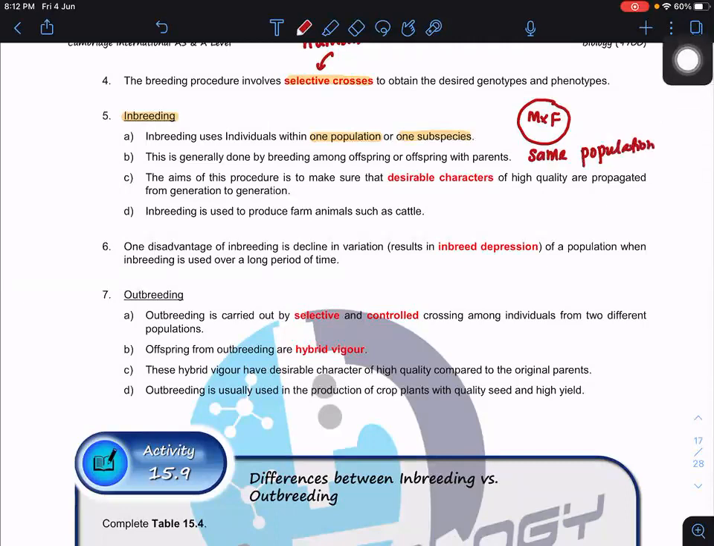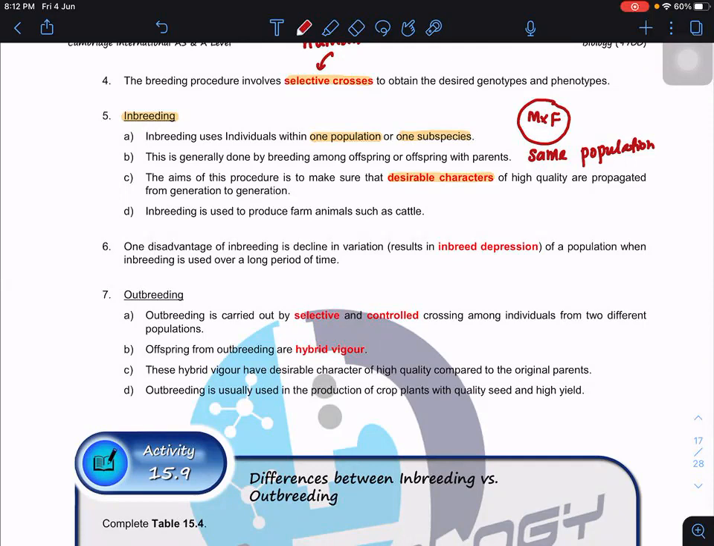Okay, so the aim of this process is to make sure that if we continue inbreeding, desirable characters of high quality are propagated from generation to generation. So basically, let's say, for example, you look at cattle. The ones that can produce high milk, we breed them. Those that cannot produce a high quantity of milk, we do not want them to breed.